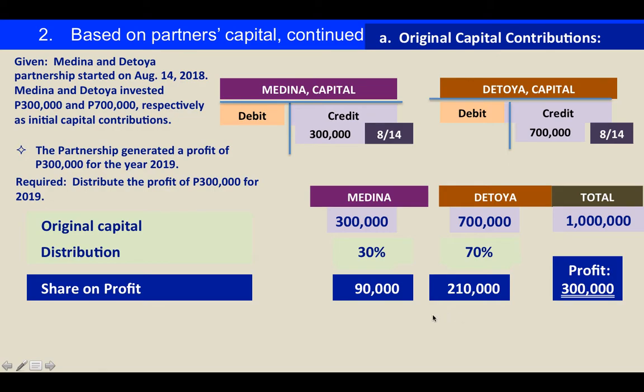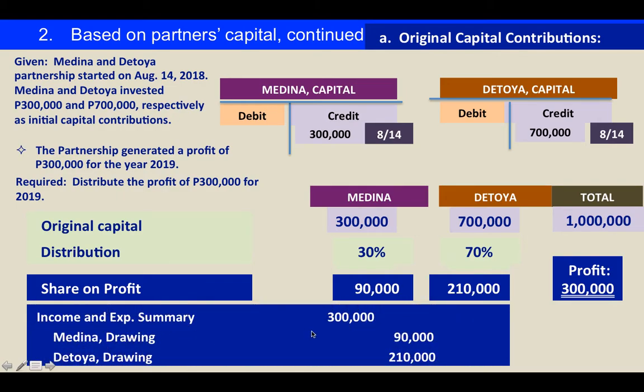So if we are now going to make our entry, we will debit the income and expense summary of 300,000 and credit the share of the partners: 90,000 for Medina and 210,000 for De Toya in their respective drawing accounts. So this will be our entry in the distribution of profit for 2019 in the amount of 300,000. Okay? Let us move on.